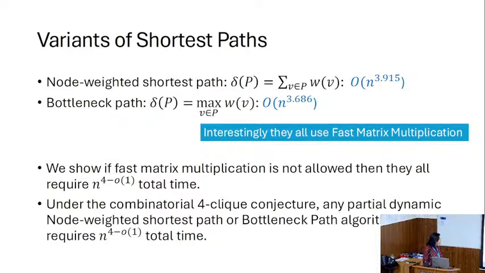And what is the combinatorial 4-clique conjecture? It basically tells you that if you are not using fast matrix multiplication, then finding a 4-clique, not the weighted 4-clique, just the 4-clique, requires n to the 4 time.